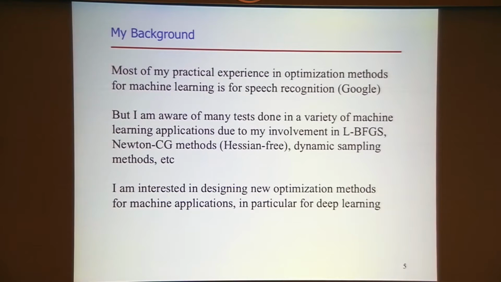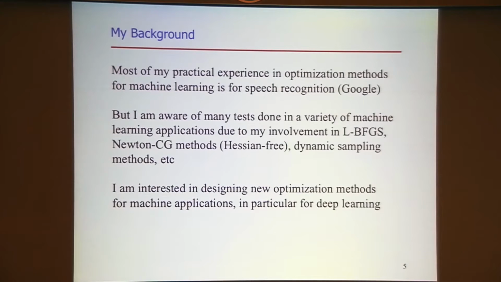So finally, before I dive into the material, I have to explain a little bit about my background. Most of my practical experience in optimization methods for machine learning has been for speech recognition. For a couple of years, I worked with a group at Google, and for that particular application, we were doing logistic regression. And we wrote a couple of papers that I like very much. So although my practical hands-on experience was limited to that, I am aware of a lot of experiments that are being done in many places using optimization methods for various machine learning applications. And I learned them because people contact me for advice, saying, I'm using this code, what do you think about that? And then I dive and look into such issues.